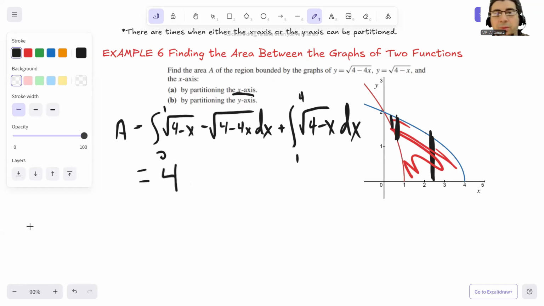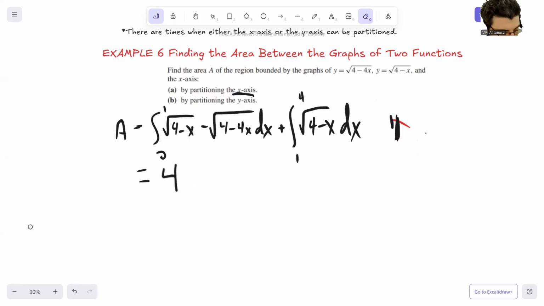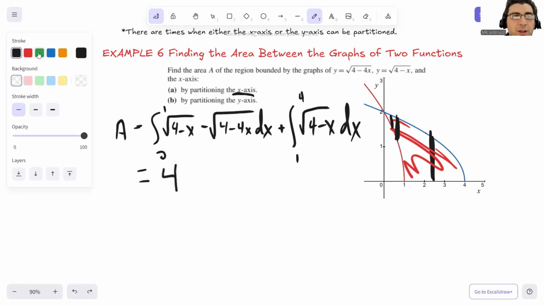If we're going to do it with respect to the y-axis, let me erase some of this here for us. I keep erasing my figure. So, well, you know what? We'll just do it in a different color here.